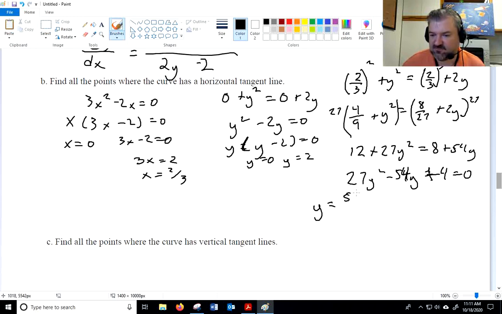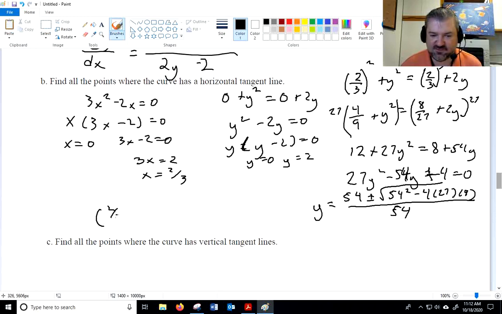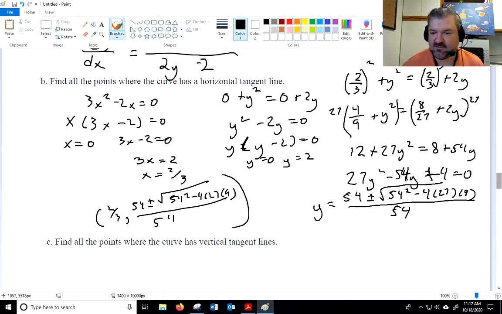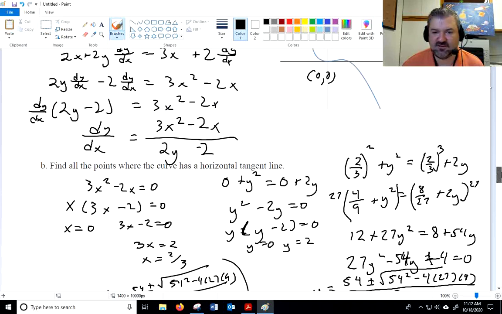So, opposite b plus or minus the square root of b squared minus 4 times a times c, all over 2 times a. And so, believe it or not, I'm actually just going to leave my answer like that. So 2/3, and then 54 plus or minus the square root of 54 squared minus 4 times 27 times 9, all over 54. Okay, so let's go on to the next.